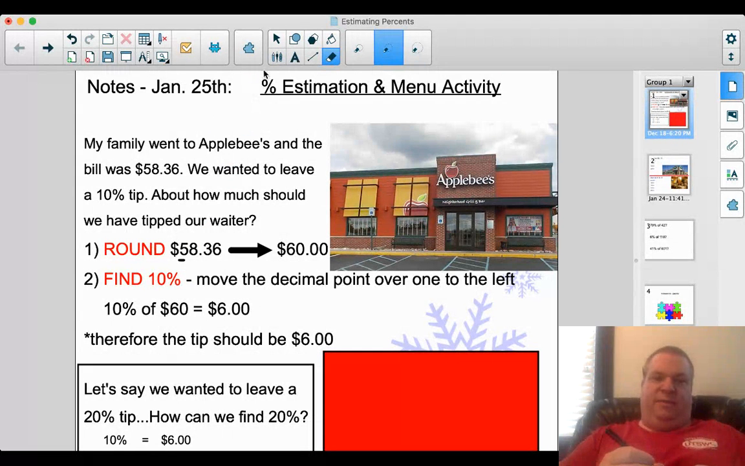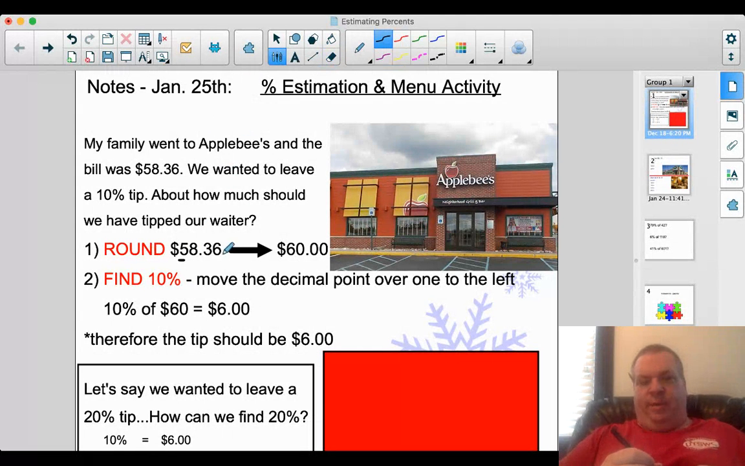Okay, and if the next number is 5 or more, remember: 5 or more, raise the score. So if the next number is 5 or more, which it is, it's an 8, we're going to round up. So this 5 becomes a 6. So $58.36 to the nearest $10 is $60. You notice 58 is between 50 and 60, but it's closer to 60. That's why we're rounding up to 60.